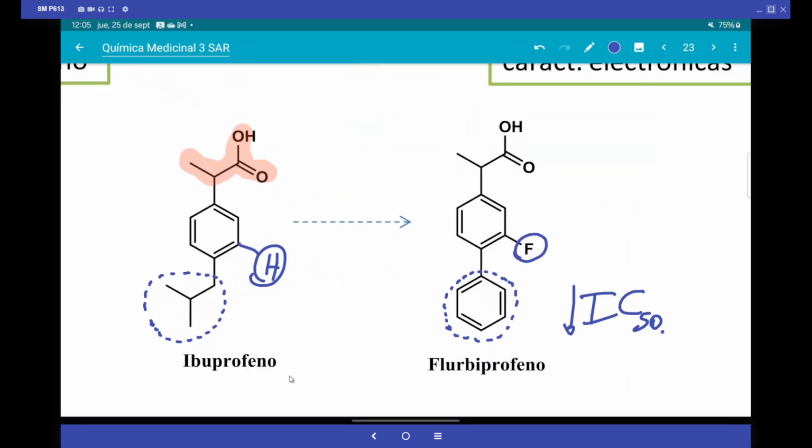cyclooxygenase 2 is expressed in chronic inflammatory processes. There, they will not be so effective. Of course, there would be a simple aspirin. It is a chronic process, a very good example of a chronic process.